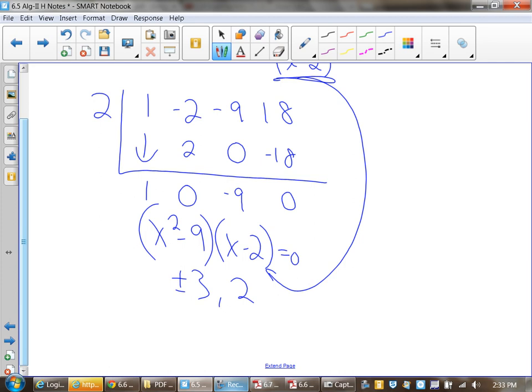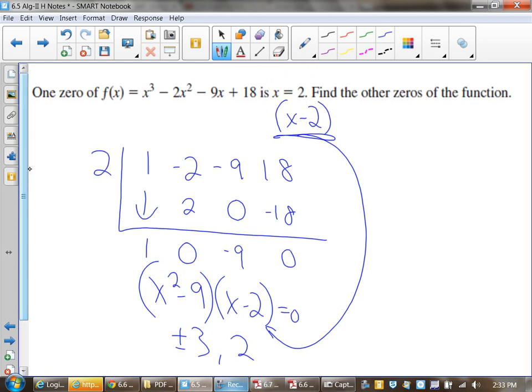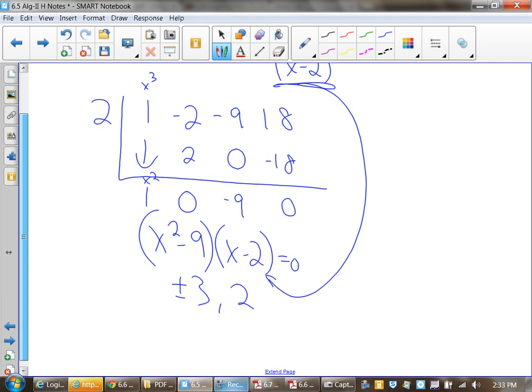Wait, so what happened to the x that you factored out when the x squared was done? Wouldn't it be x cubed plus minus? No. After you synthetically divide, this starts as a cube and it ends in a square, because you're going down a degree. Every time you use synthetic division, you go down a degree.